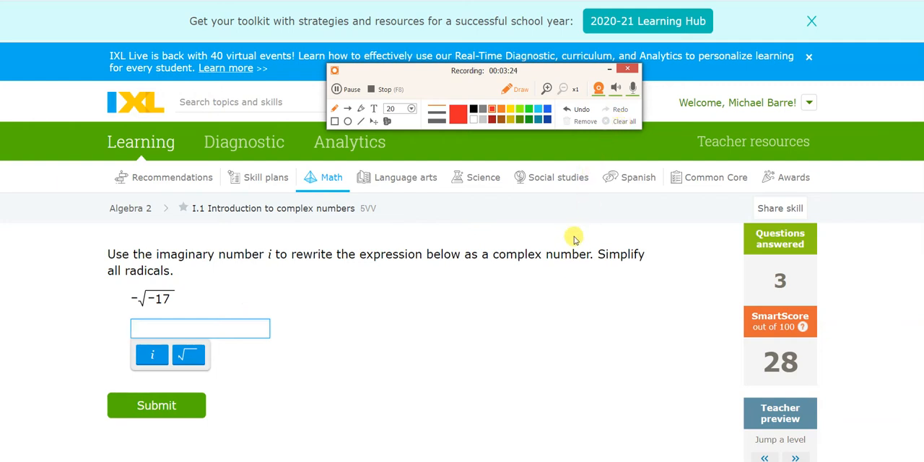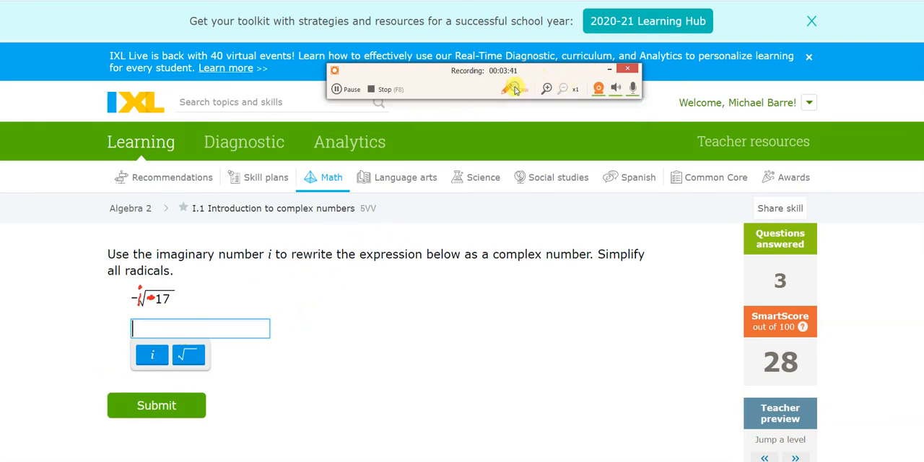Now, in this case, I can't actually take the square root of 17. So first off, here's my i. Let's get the i out. There's the i. So I have negative i square root of 17. I can't take the square root of 17, so I just leave it like that. So negative i square root of 17.